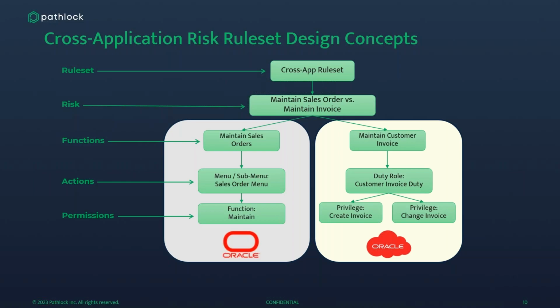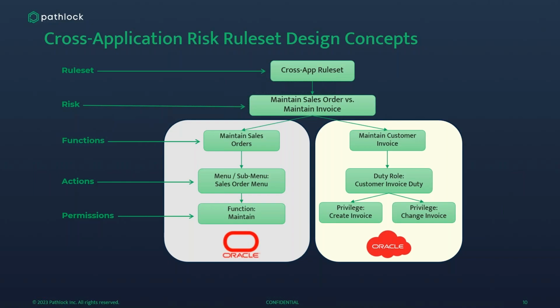So the permissions in Oracle EBS are going to be a function, the ability to maintain. Within Oracle Cloud, we call them privileges. And it's the privileges to be able to create and change, right? So what this gets at is our rule set structure is still the same for cross-application risks.